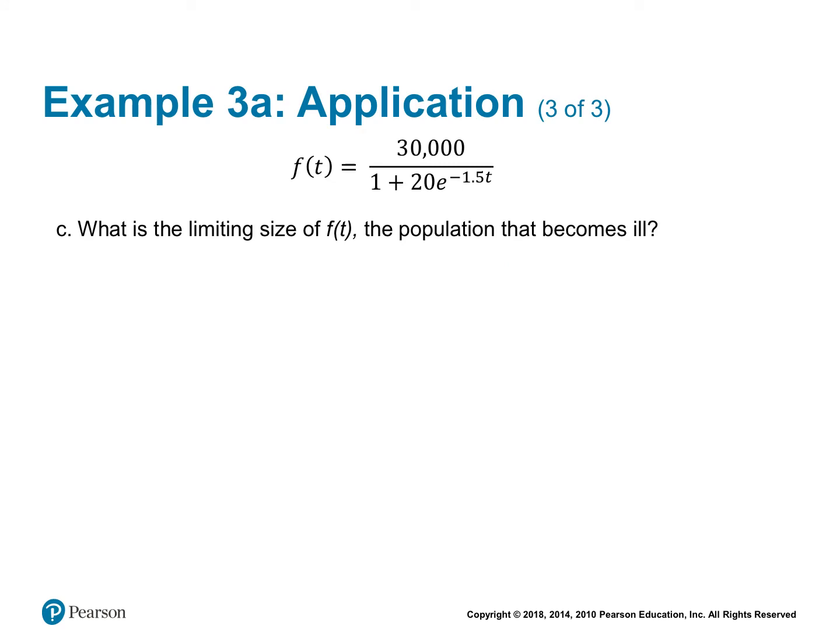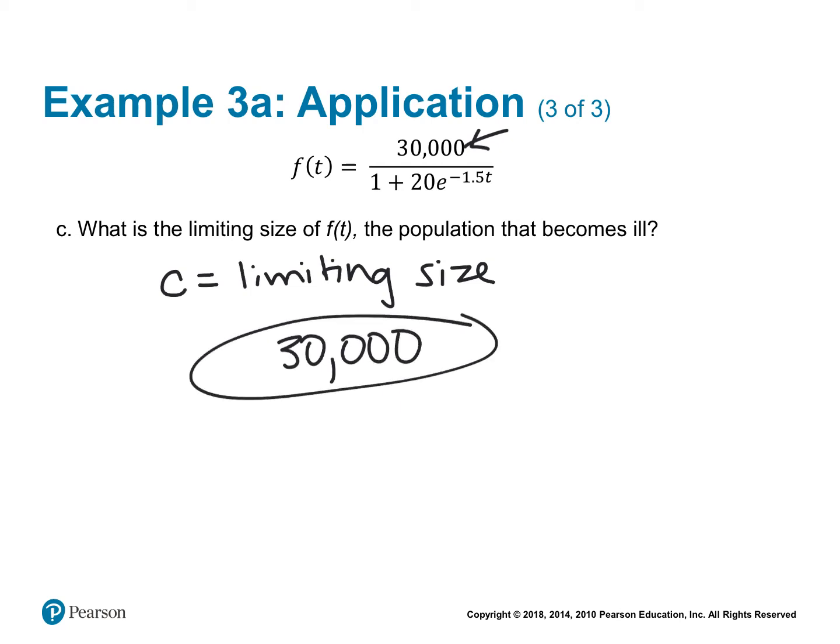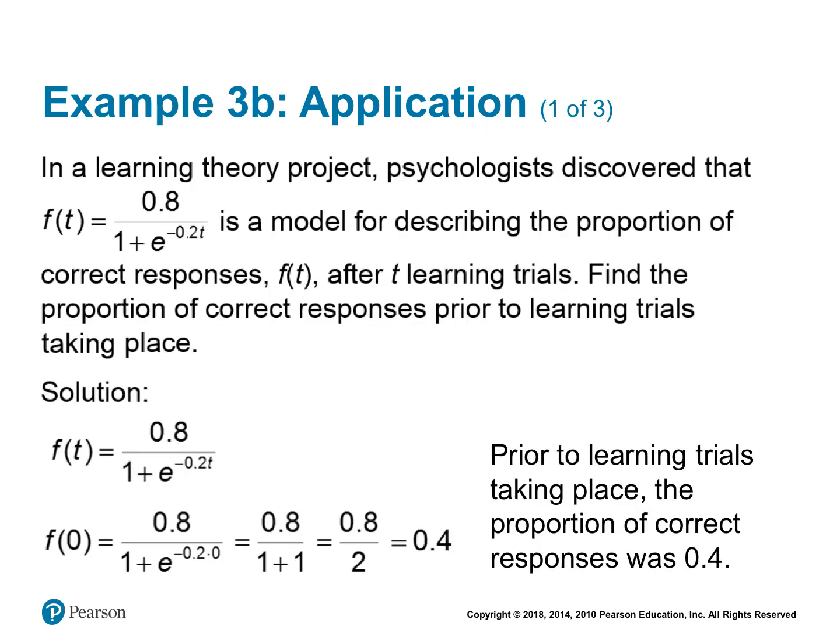What is the limiting size of f of t, the population that becomes ill? Okay, so in the original equation, c equals the limiting size. That's our constant. So the limiting size is 30,000 people. That's the maximum amount of inhabitants that are in this town that will be able to get sick. Okay, 3b you can look at. This is just looking at another similar example.